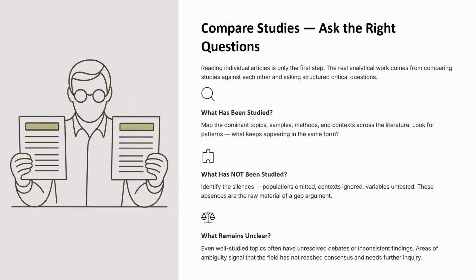Compare studies and ask questions. Finding a research gap requires more than reading individual studies. Researchers must compare multiple articles and identify patterns. Important questions include: what has already been studied? What has not been studied? And what remains unclear or controversial? These questions help reveal meaningful opportunities for new research.